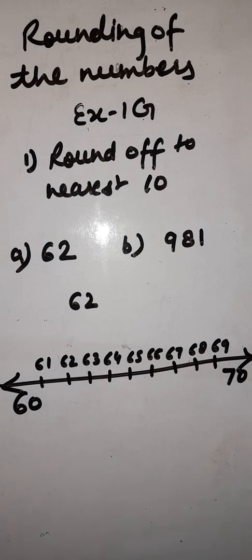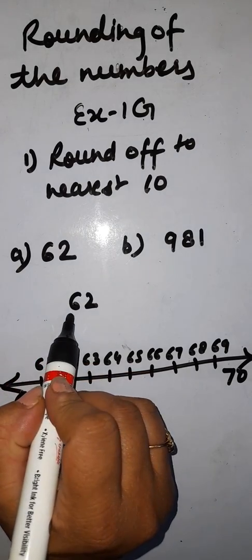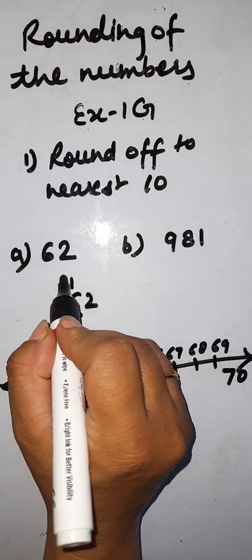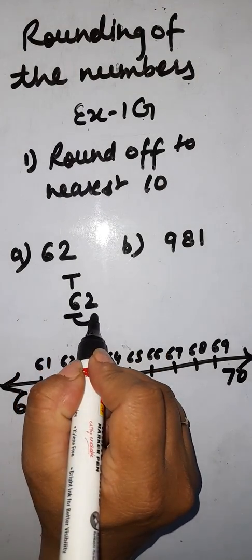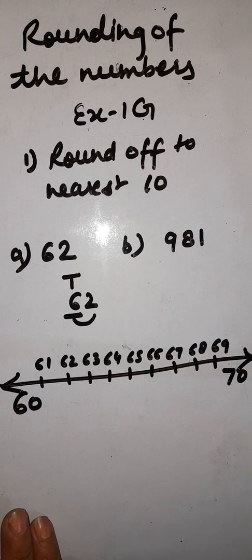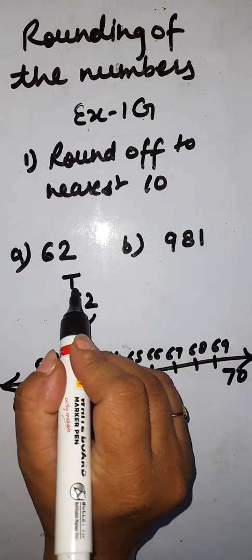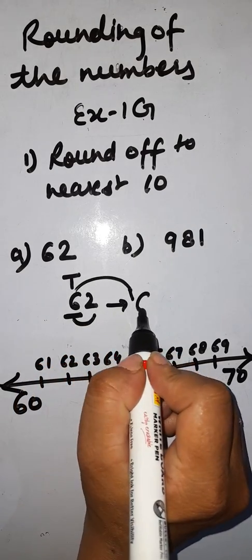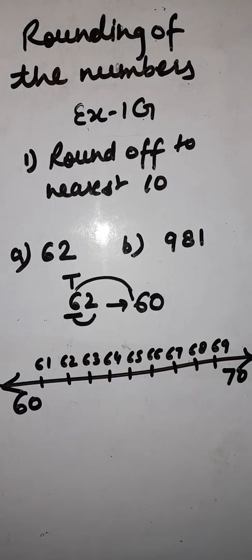Okay children, now we have to round off the number to the nearest 10. So we have to round off this number because this is in the tens place. Look at its next digit. This is 2. 2 is smaller, so it is not greater than 5. So this number will not change. 6 will remain, and the next digit will convert into 0.